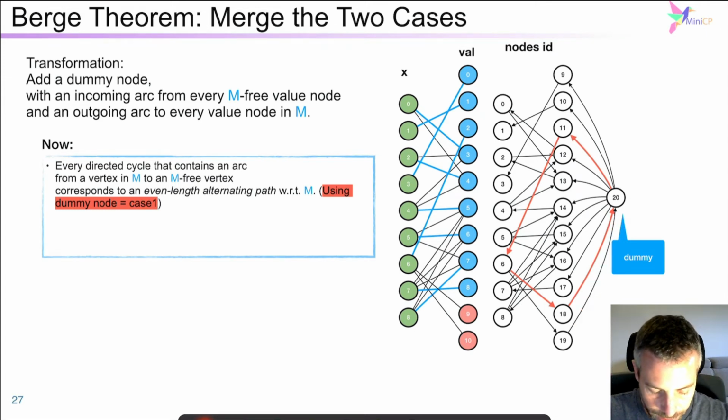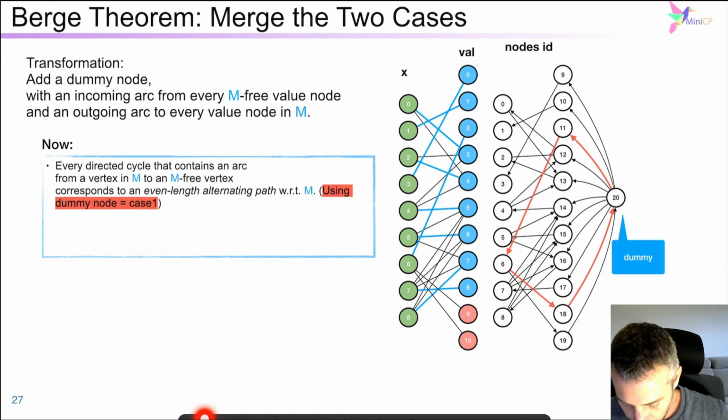And once I have done that, the first case of Berge's theorem can be rephrased using this transform graph as follows. Every directed cycle that contains an arc from an M3, an arc from a vertex that is matched to an M3 vertex, corresponds to an even alternating path. And that's the case of this orange cycle that you can see there.